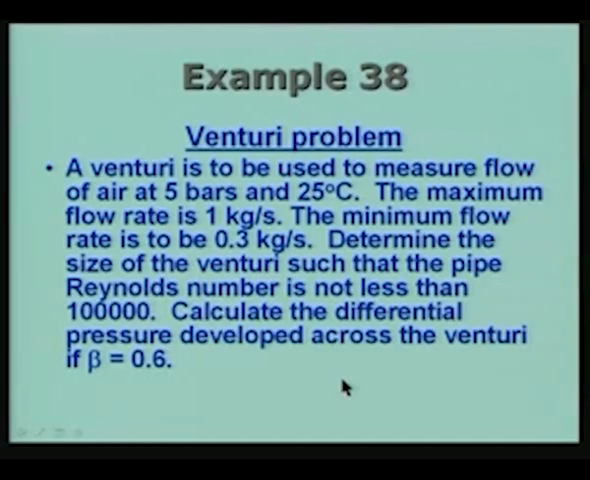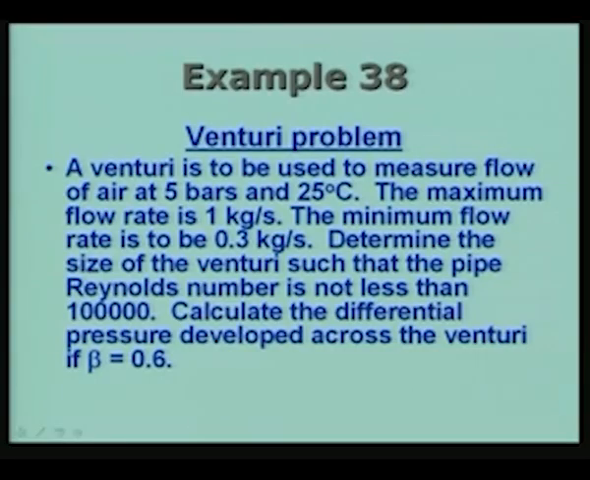To recapitulate, example 38 consisted of a venturi to be used to measure the flow of air at 5 bars and 25 degrees Celsius. The maximum flow rate is 1 kilogram per second, the minimum flow rate is 0.3. We have to determine the size of the venturi such that the pipe Reynolds number is not less than 100,000. In fact, we did that part of the problem in the last lecture, and we also have to calculate the differential pressure developed across the venturi if beta equals 0.6 for both the cases, that is 0.3 kg per second as well as 1 kilogram per second. That is what we want to do.